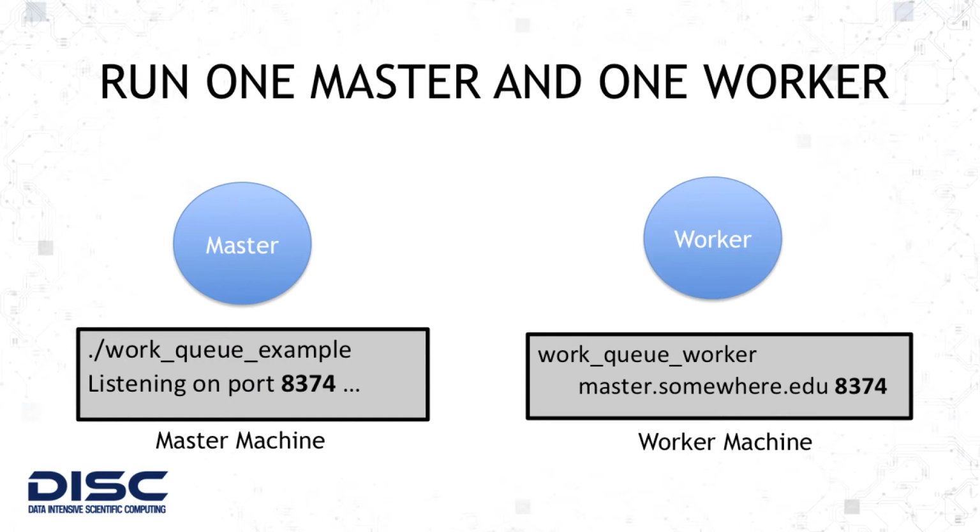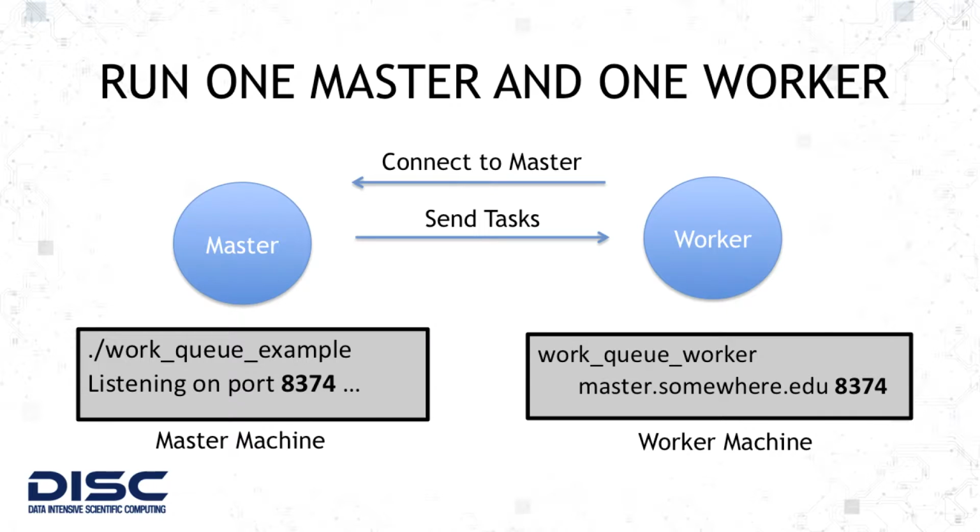on which it's running. This will start the worker up, and it will contact the master, and the master will start passing over tasks to be executed. Each of those tasks will run on a worker, and the worker will send the results back. And as each task completes, the master will send more tasks for execution until everything is done.